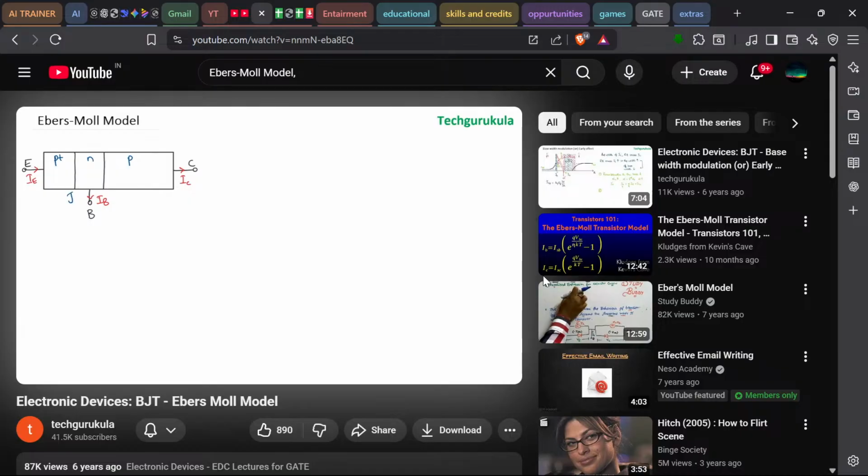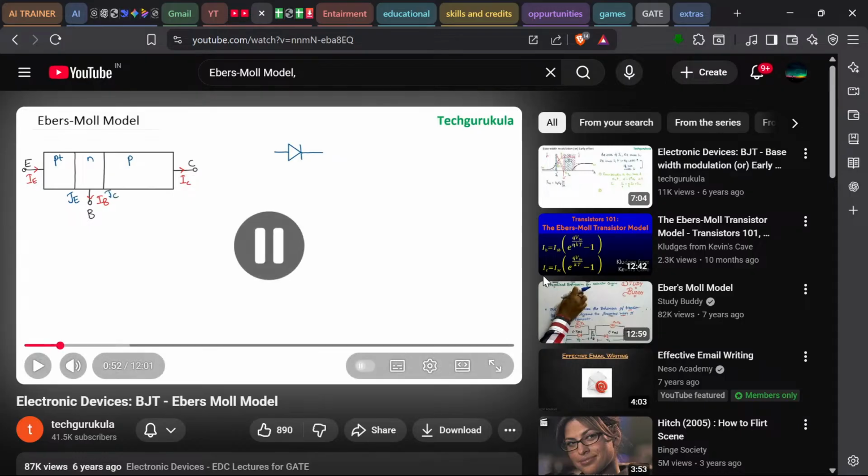If you observe here, we have an emitter junction in between emitter and base, which is a PN junction. So let me draw a PN junction here, similar to the PN junction that we have near the emitter, which is the emitter junction. And we have another PN junction, which is here, that we call the collector junction, between the collector and the base.